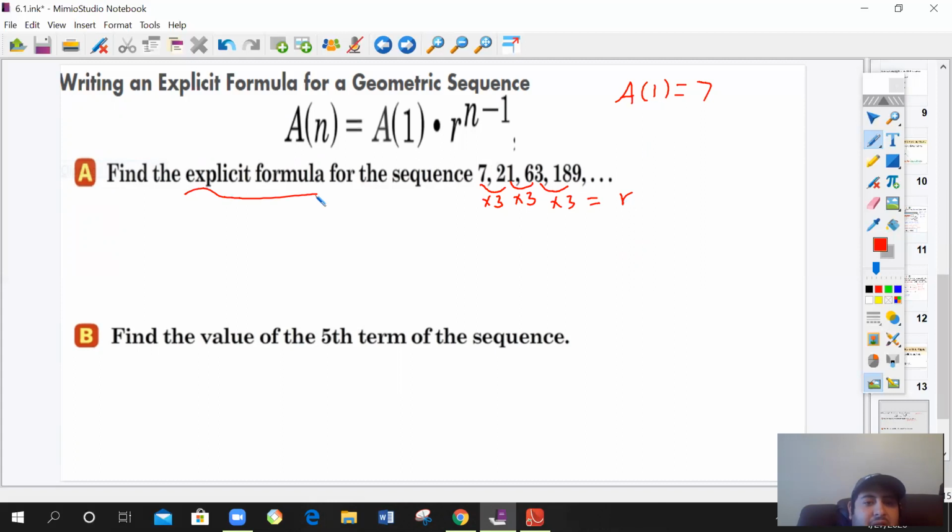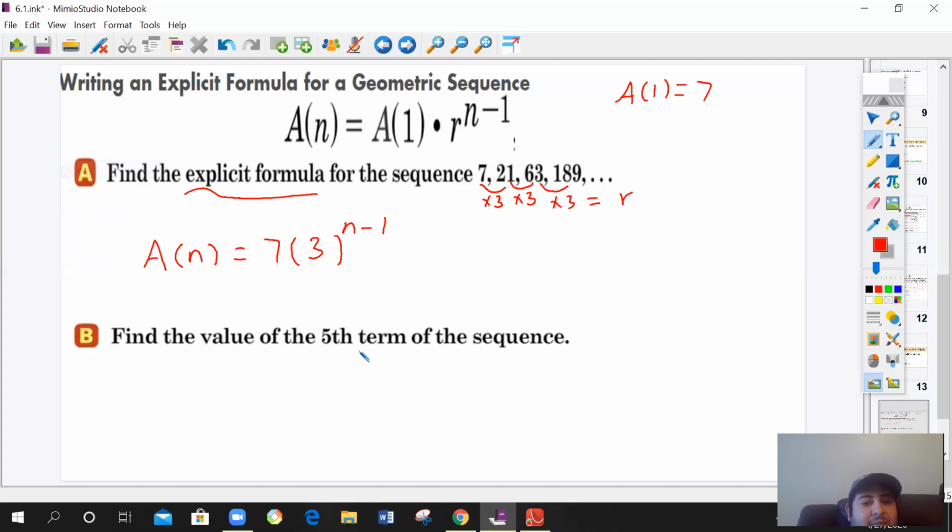We just need to write down a formula, right? Just a formula. So technically you have a sub n equals our first initial term, 7, times your r, which is 3, to the power of n minus 1. Technically, this is your explicit formula.